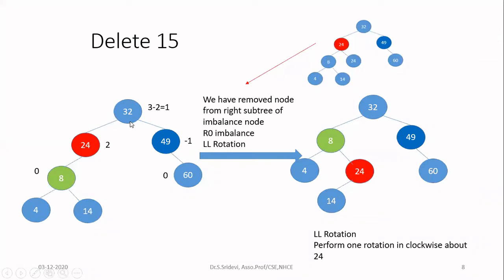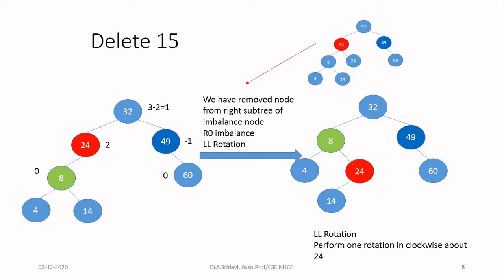Then for 32, the balance factor: in the left subtree, the height of the longest path is 3, and in the right subtree, 2. So 3 minus 2 is 1. Now, if you focus on this particular diagram, the node 24 has a balance factor of 2, which is not in the permitted range. Okay, so what you are going to do now is apply a suitable rotation and balance it. So now we are in the process of finding what rotation we have to do.